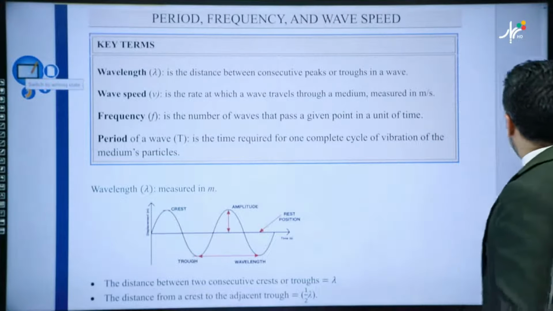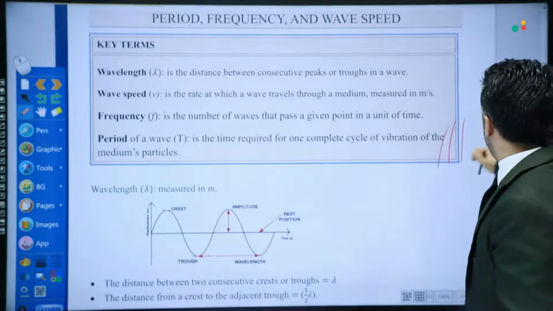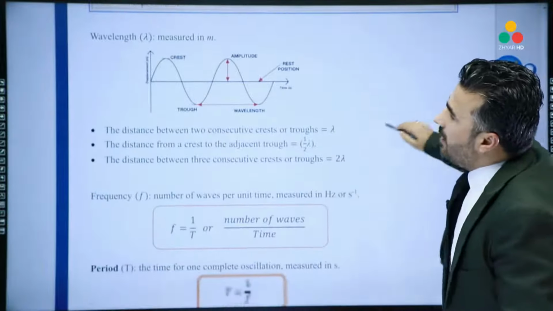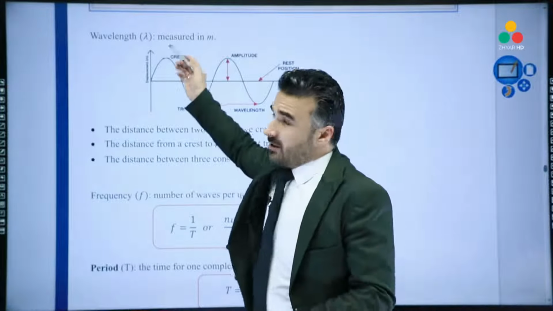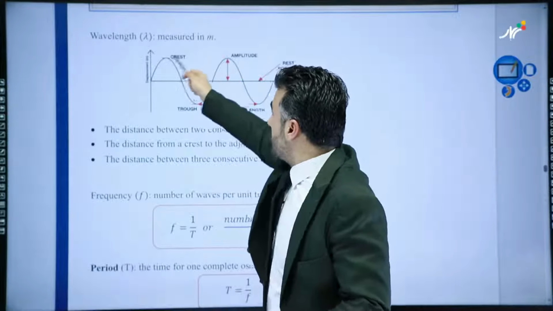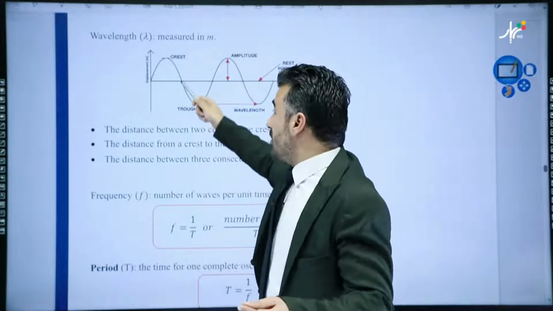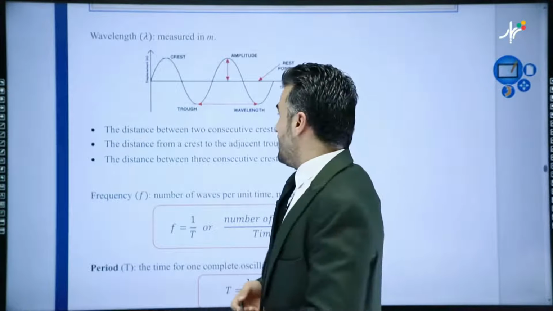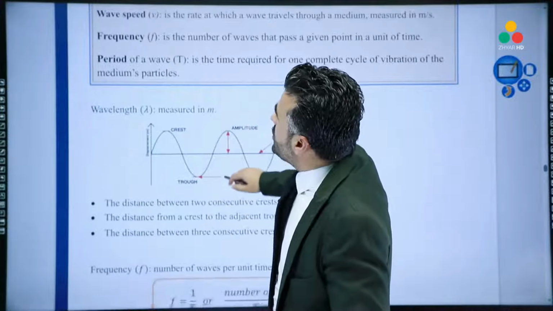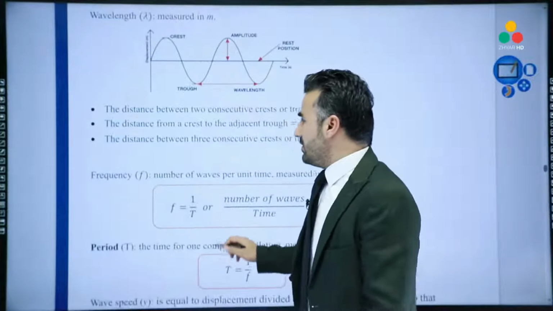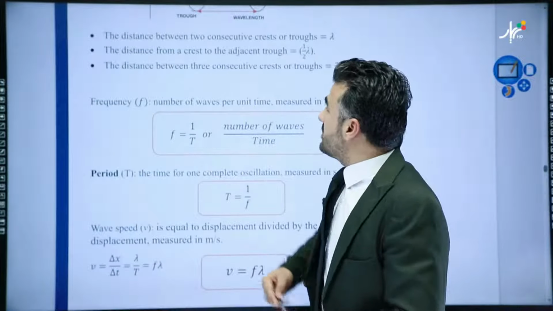Now, talking about this a little bit more, we have wavelength. We've mentioned already that it is measured in meters. So you can say it is the distance between two crests, or the distance between two troughs, or the distance between one point on a wave to the same exact point on the next wave. I didn't mention the amplitude so far, we're going to talk about the amplitude as well. The distance between two consecutive crests or troughs would be one wavelength.